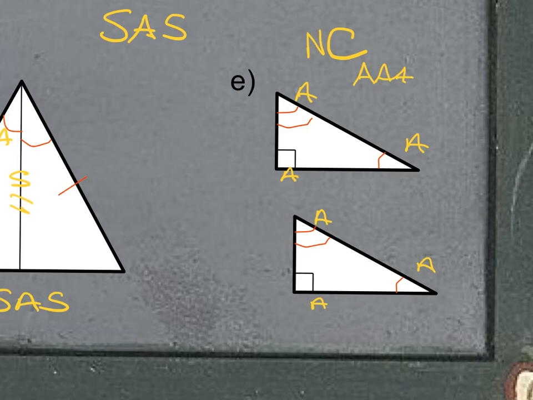Let me draw it in here. Maybe I need to draw it in the picture. Okay, so let's say I have a little one and a big one, and let's say these are all 60 degrees. Obviously, these are not going to be the same size. They are the same shape, but they're not congruent. So this is why there's no angle, angle, angle shortcut, because they could have the same angles, but they would not be congruent.